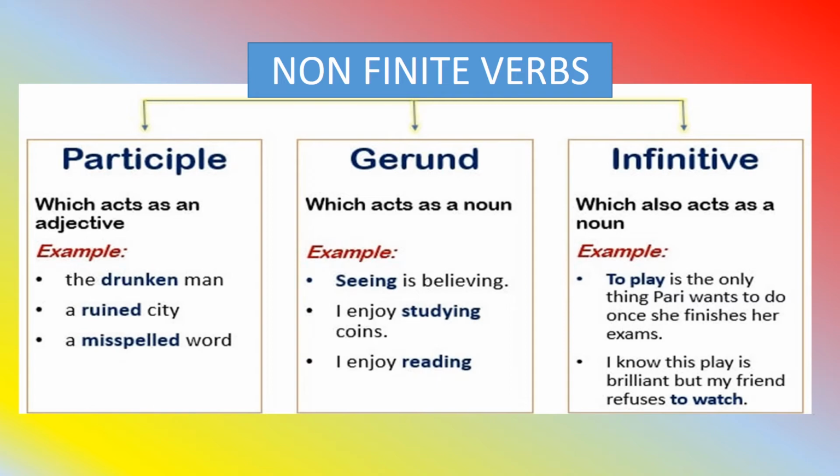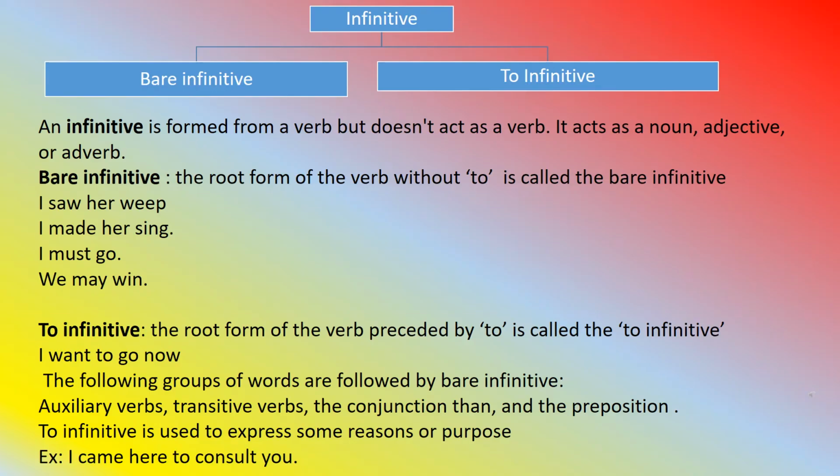Don't get confused with the present continuous tense and past continuous tense where we use ing with the verb first form. There the verb acts as an action word, but here the verb is being used as a noun. And when a verb acts as an adjective, it is called a participle. For example, the drunken man, a ruined city, a misspelled word.